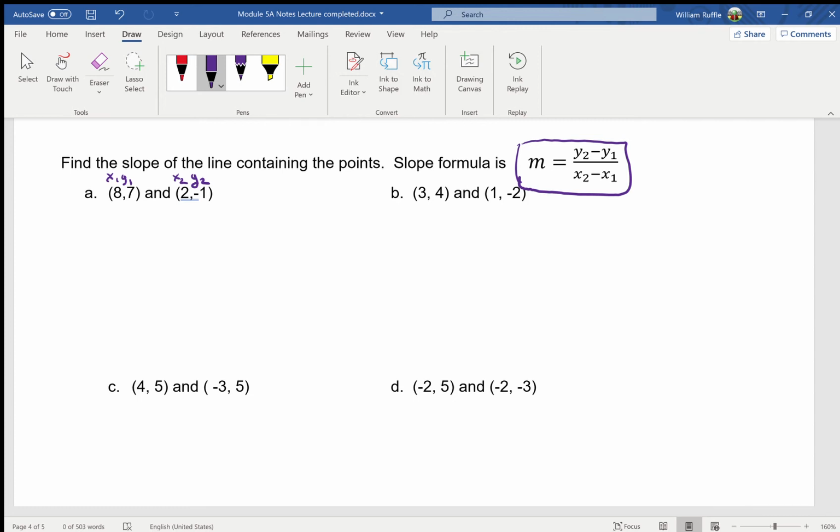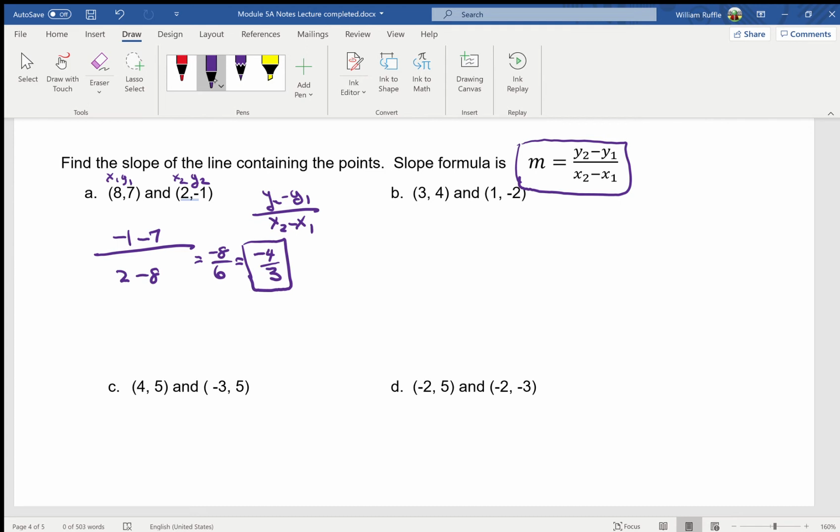Now the formula is y2 minus y1 over x2 minus x1. So y2 is negative 1. y1 is minus 7. Okay, remember, it's y2 minus y1. So the x2 is 2 minus 8. So this is negative 8 over 6, which reduces to negative 4/3. Now in slope, they always want a simple fraction. They don't want mixed numbers. So an improper fraction is what you're wanting.